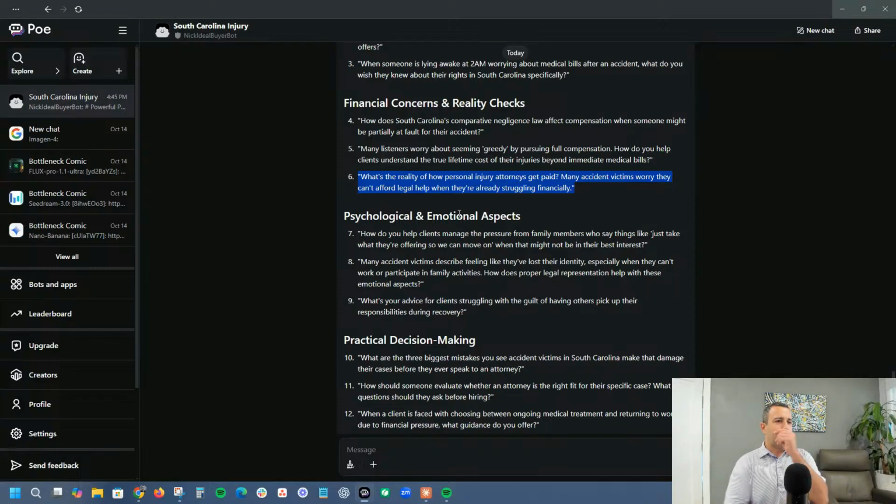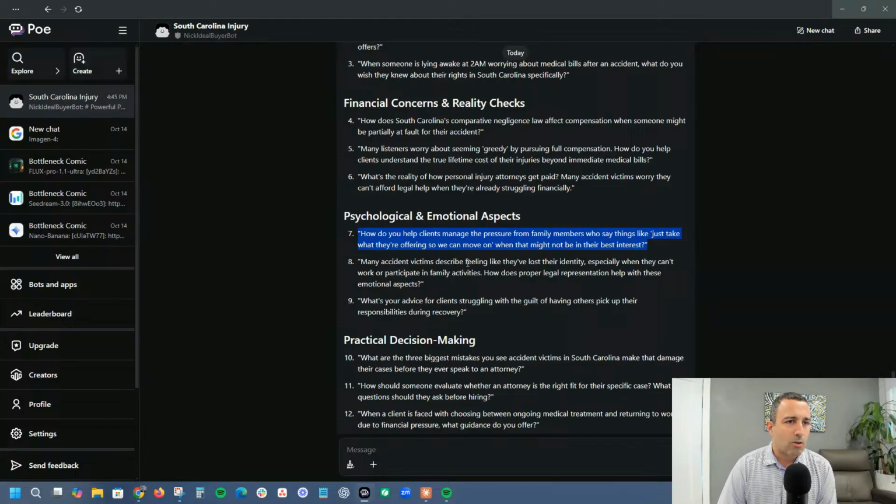Psychological and emotional aspects. How do you help clients manage the pressure from family members who say things like, just take what they're offering so we can move on, when that might not be in their best interest? So this is interesting. How do you deal with family members? So you can start to see how we're helping them from a 360 perspective, not just, hey, we're going to get you the most money, but we're also helping you answer questions around what you're facing on a day-to-day basis with your family.